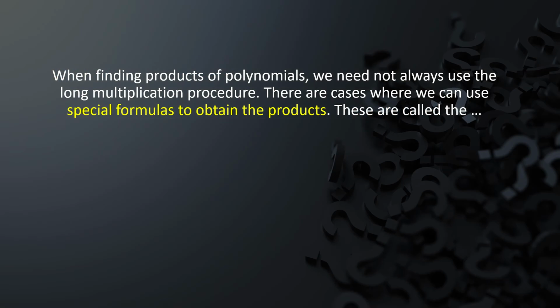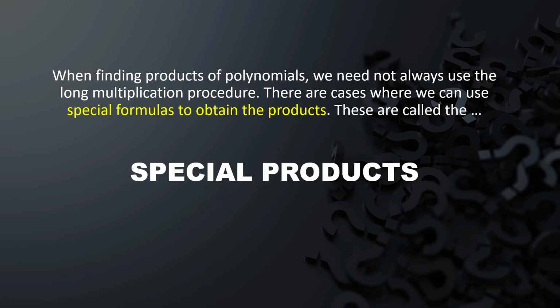When finding products of polynomials, it's not necessarily all the time that we use the long multiplication procedure through the distributive property, because it will take time. There are some cases where we can simply obtain the product without going through that, and we call them special products. Think of it like a shortcut on how to get the product of certain polynomials.